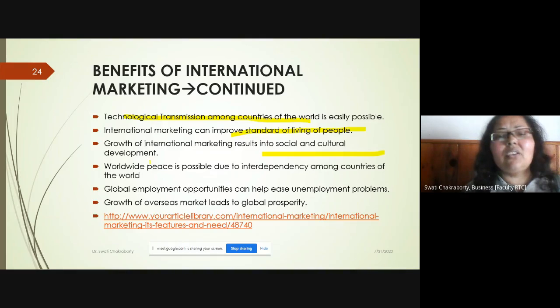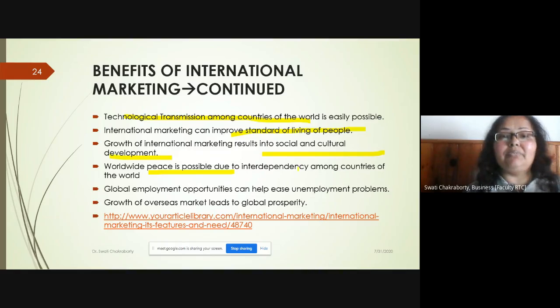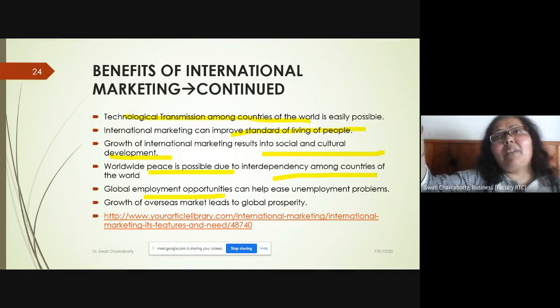It results in social and cultural development, because trade creates interaction between people across nations, and we get to know more about others. World peace is also possible when market trading happens, because interdependency comes up. There are global employment opportunities, as you can work for your company where it operates in another nation. Growth of overseas markets also leads to global prosperity.